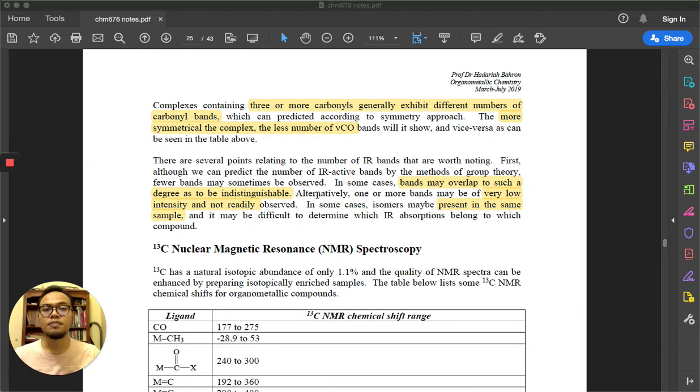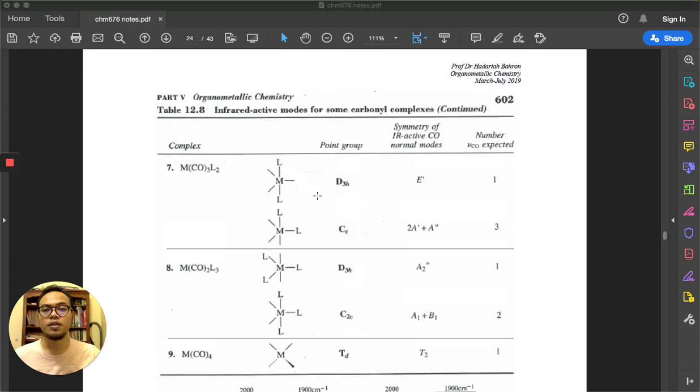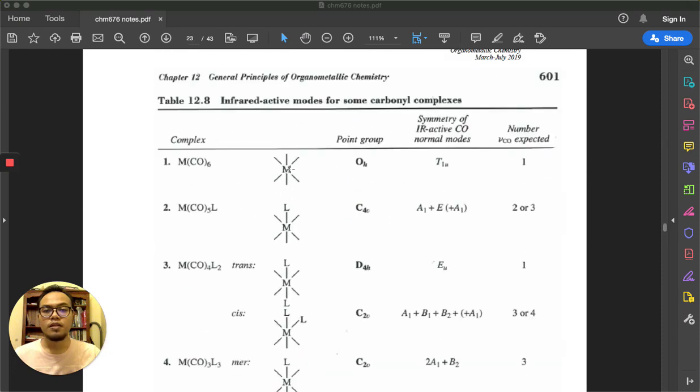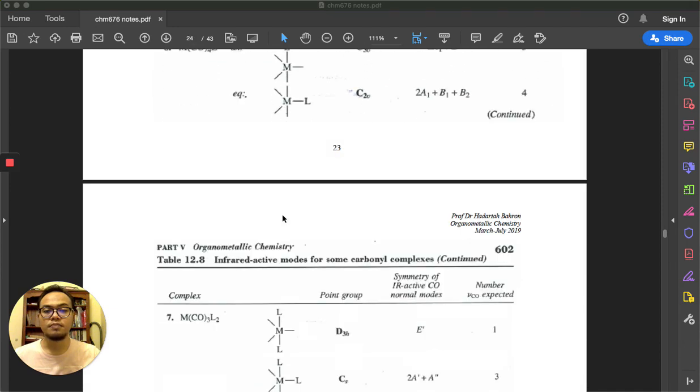For example, you look at this one. This is symmetrical, right? Very symmetrical. That's why you see only one signal, or one band only, on your spectra.